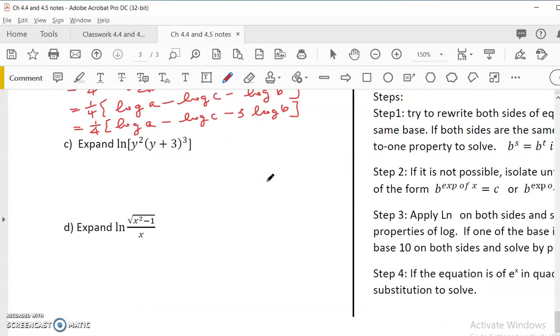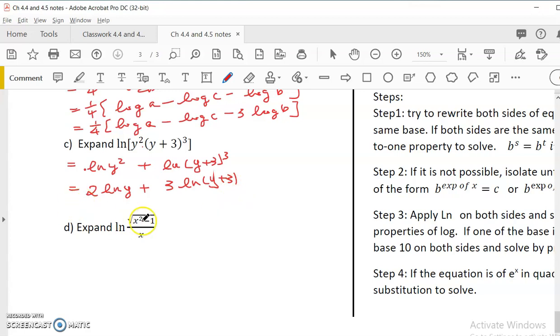C, expand this log of y squared times y plus 3 cubed. Again, ignore the exponent. Look at the multiply and divide. This is multiply, there's no divide. Add, you don't split, right? So it becomes ln y squared plus ln y plus 3 cubed. Now you're going to tackle the exponent. Move them as coefficients: 2 ln y plus 3 ln y plus 3. That's it, right? No more. You cannot split this y and 3.